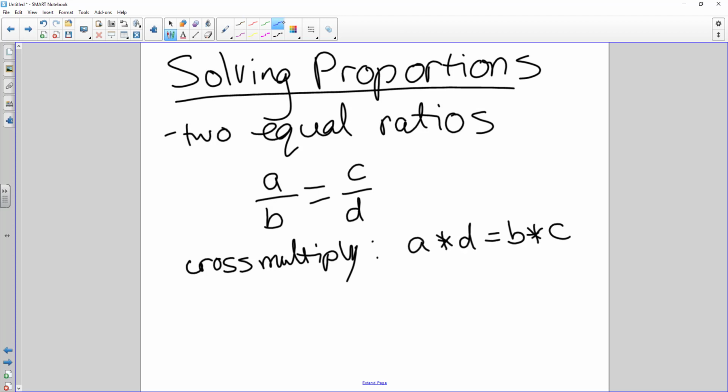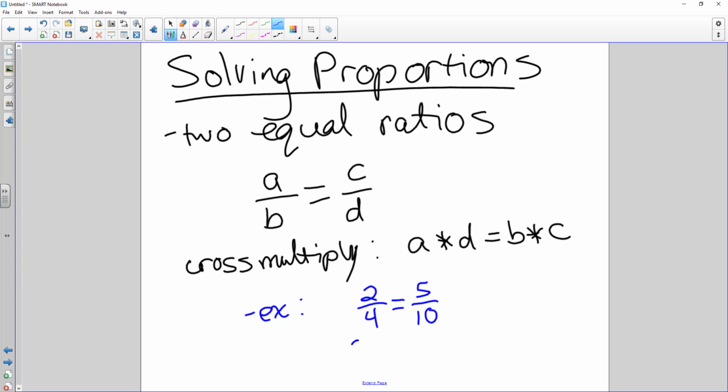Let's do just a basic one to prove this, two equal ratios. Let's say I've got 2 over 4 is equal to 5 over 10. I'm just picking two different fractions that simplify down to 1/2. 2/4 is a half, 5/10 is a half. So we know that these ratios are the same: 2 to 4 is equal to 5 to 10.